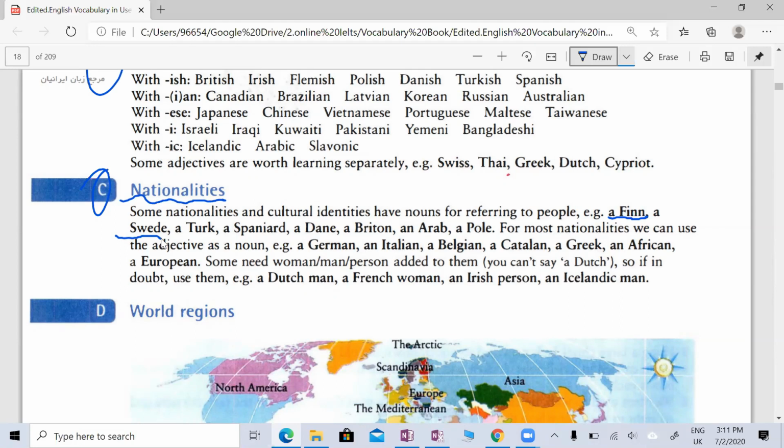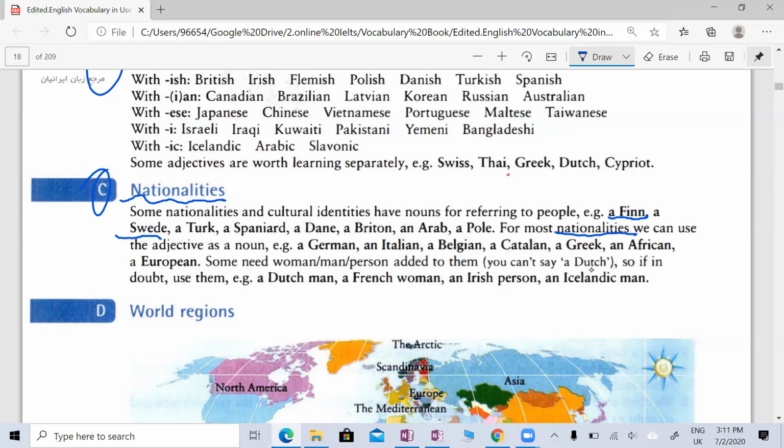For most nationalities, we can use the adjective as a noun. For example, a German, an Italian, a Belgian, a Catalan, a Greek, an African, or we can say a European. Some need woman, man, or person added to them.